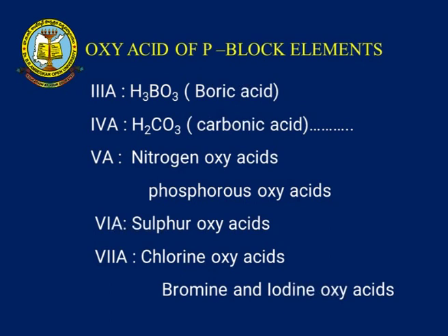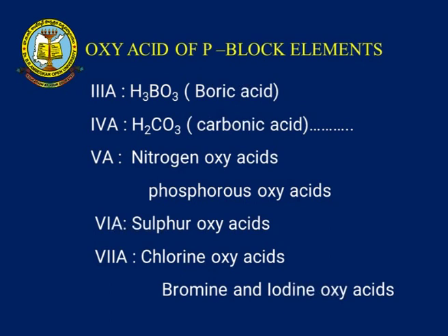Similarly, you take the 4th family, carbon. The most important carbon oxide is CO2. CO2 is an acidic oxide. When CO2 is dissolved in water, it produces H2CO3, carbonic acid. So, CO2 plus water gives H2CO3. So, you remember, boron trioxide gives boric acid and carbon dioxide gives carbonic acid, H2CO3.